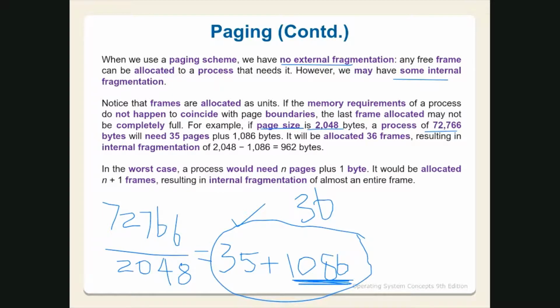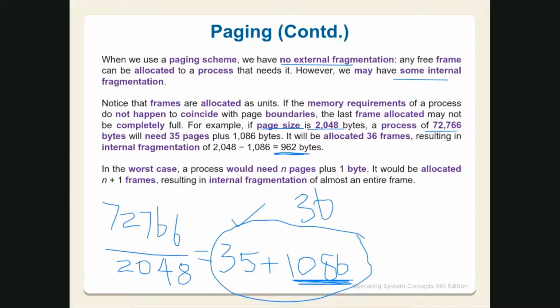So 946 bytes are not used by the process. The process did not use those bytes. I need a page for 1086, so we give one page, which is 2048. The process uses only 1086. The remaining 962 bytes are free. That means it's internal fragmentation.